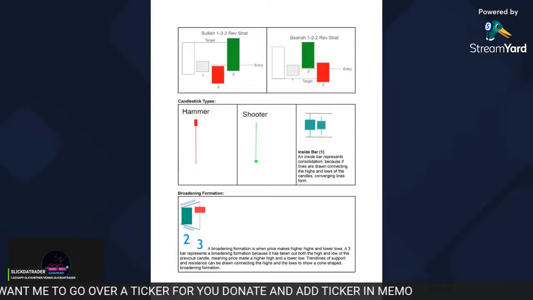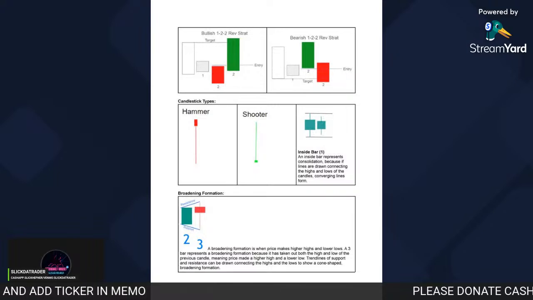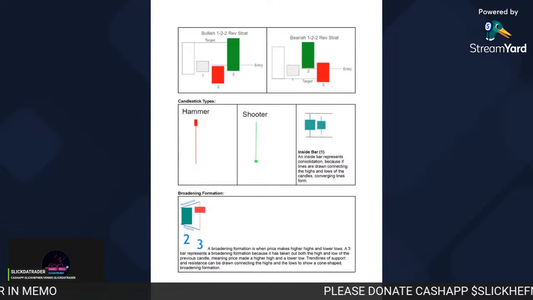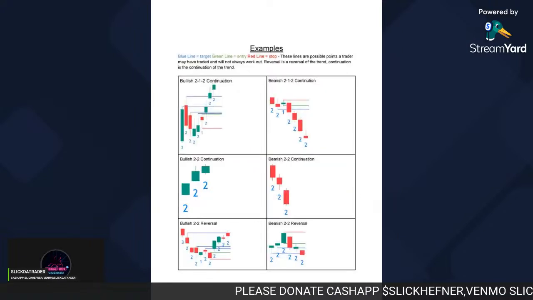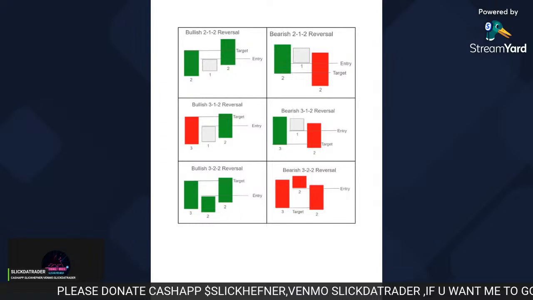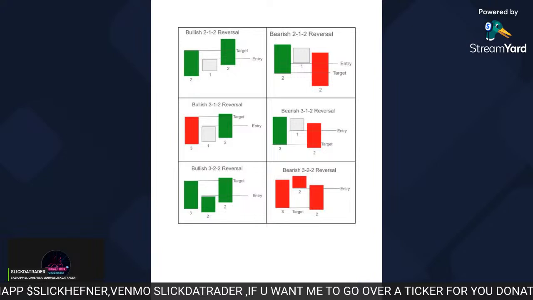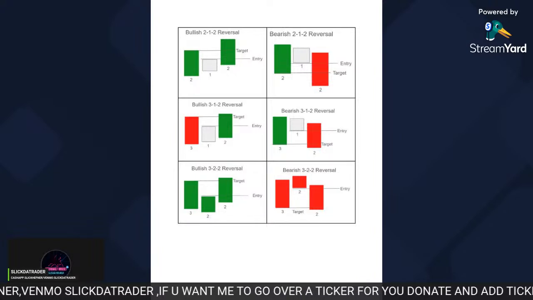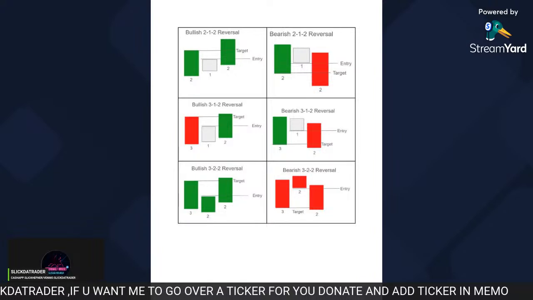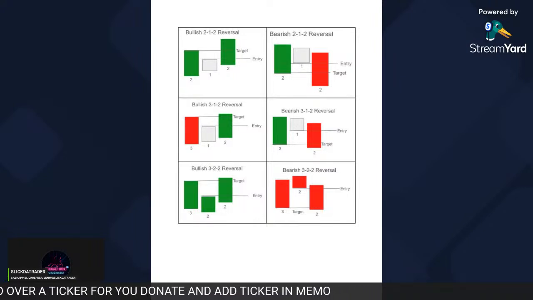Shooters are normally bearish actionable signals, and hammers are bullish actionable signals. All right, so with the STRAT, we use these combos. We've got bullish and bearish combos. So a 2 is a directional candle, right? A 2 is a directional candle.